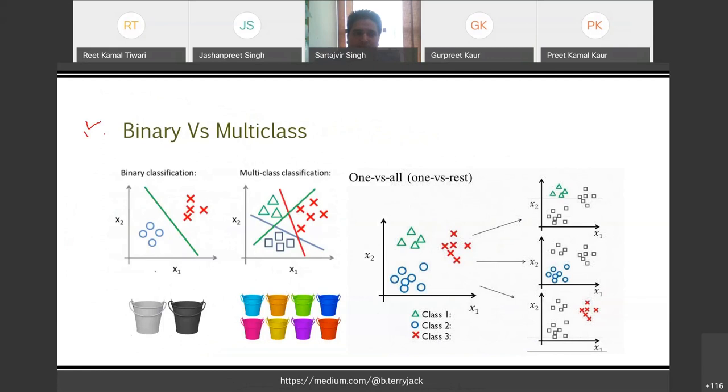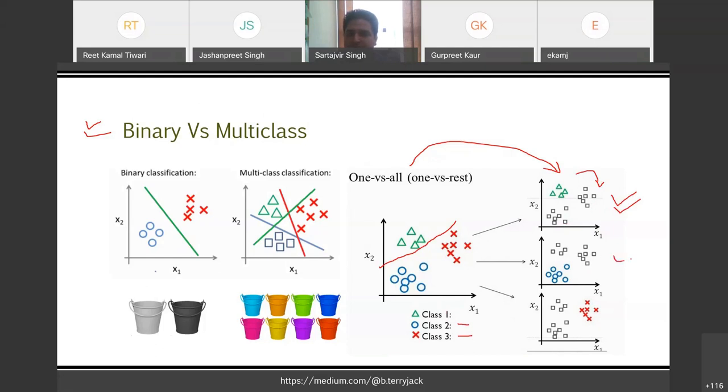There is one more example, binary versus multi-class. In binary, there are only two classes, and in multi-class classification, there are more than two classes. We can also convert this multi-class problem into a binary class problem by selecting the desirable class and ignoring the rest of the classes. For example, here I am interested in the triangles. That is class one. We select only the desirable class and convert the rest into another category. Class two and class three are combined with each other.